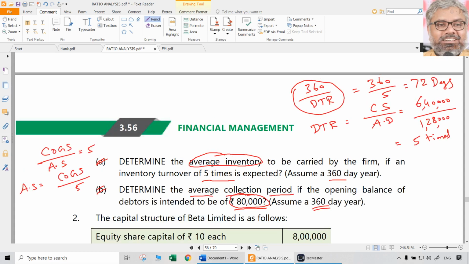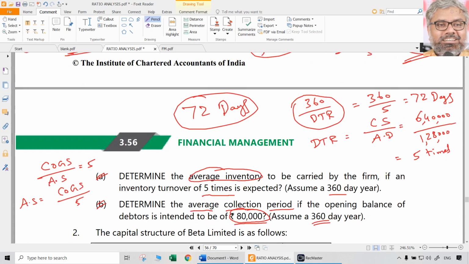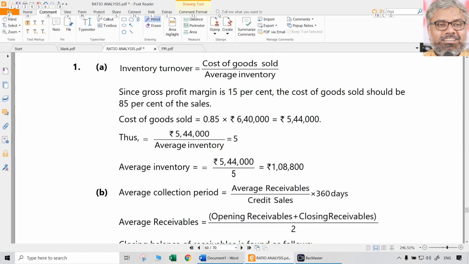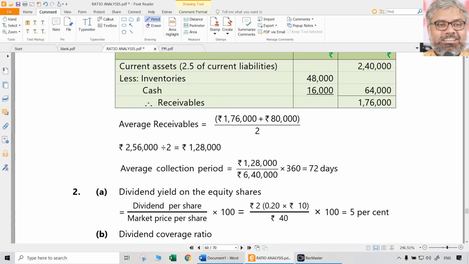72 days is the average collection period. That is the answer. So the first question answer is 1,08,800. Second question answer is 72 days. Let's check the solutions whether matching or not. Yes. First question is 1,08,800 and second question is 72 days.